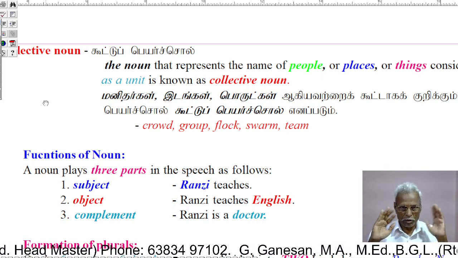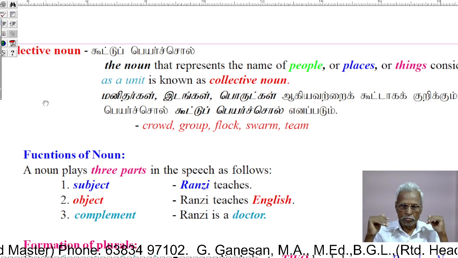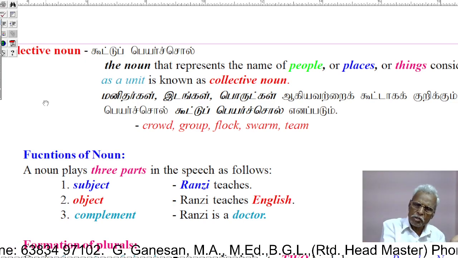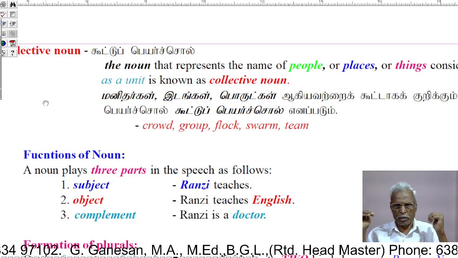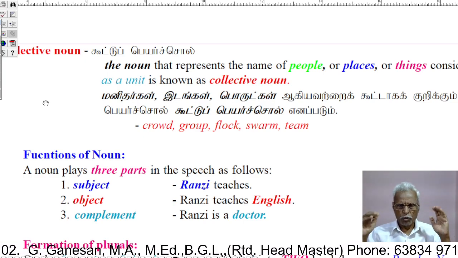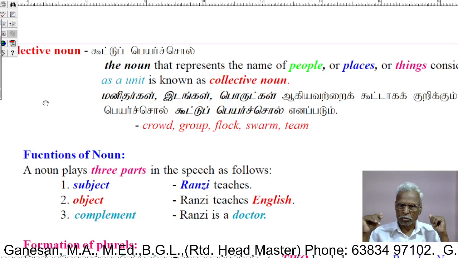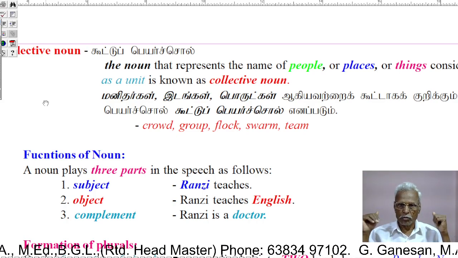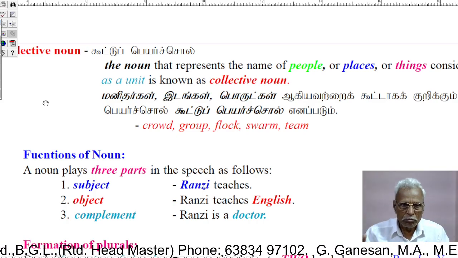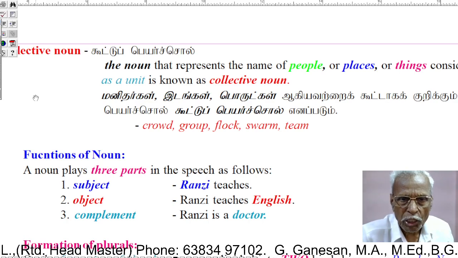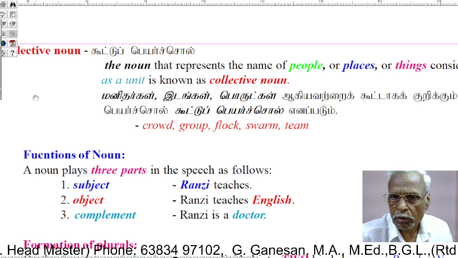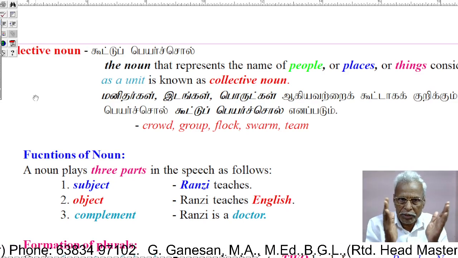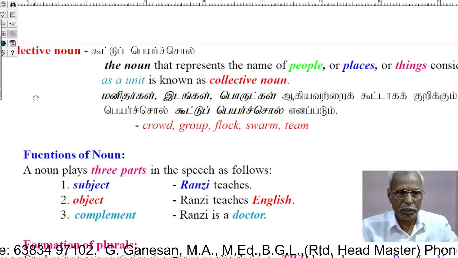I mean collective noun. Crowd, a crowd of people. Then crew. Crew is a group of people or a group of some other things. A flock, a swan. Team. The noun that represents the name of people, place, or things considered or taken as a unit is known as a collective noun.